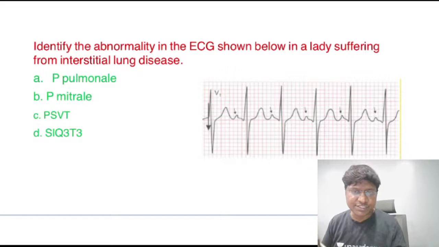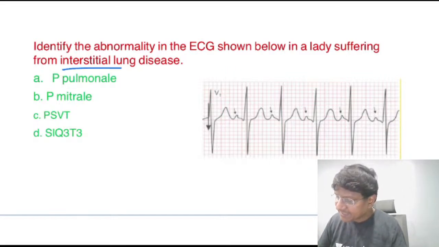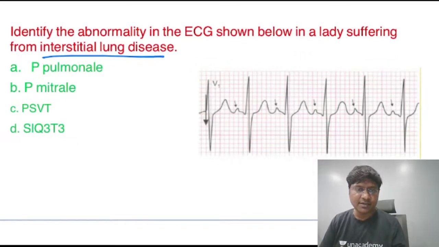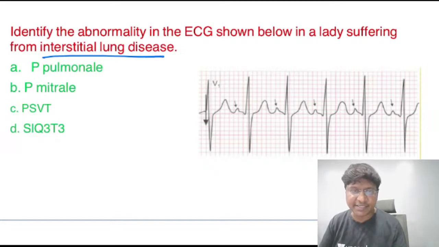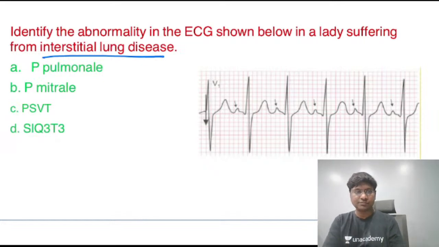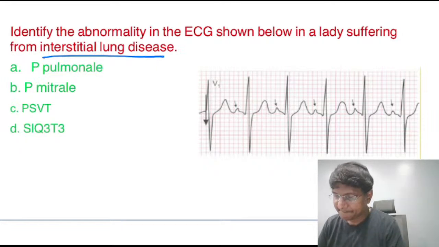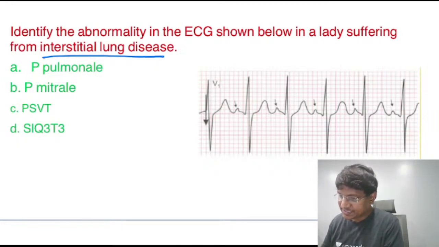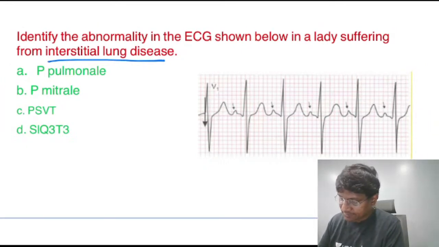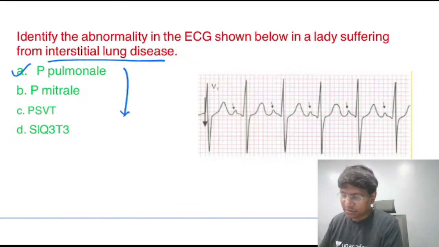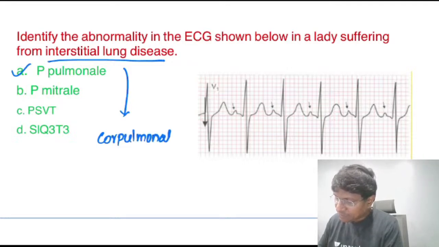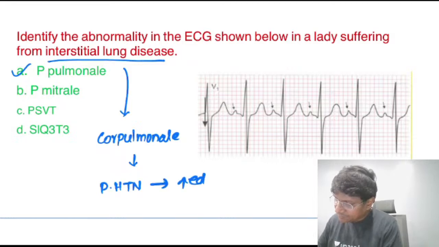Identify the abnormality in the ECG shown below in a lady suffering from interstitial lung disease. P pulmonale, P mitral, PSVT, S1Q3T3 pattern. Yes, so this ECG is suggestive of P pulmonale. See, when the patient has interstitial lung disease, they develop cor pulmonale. And as a part of cor pulmonale, there is pulmonary hypertension causing increased afterload on the right ventricle.